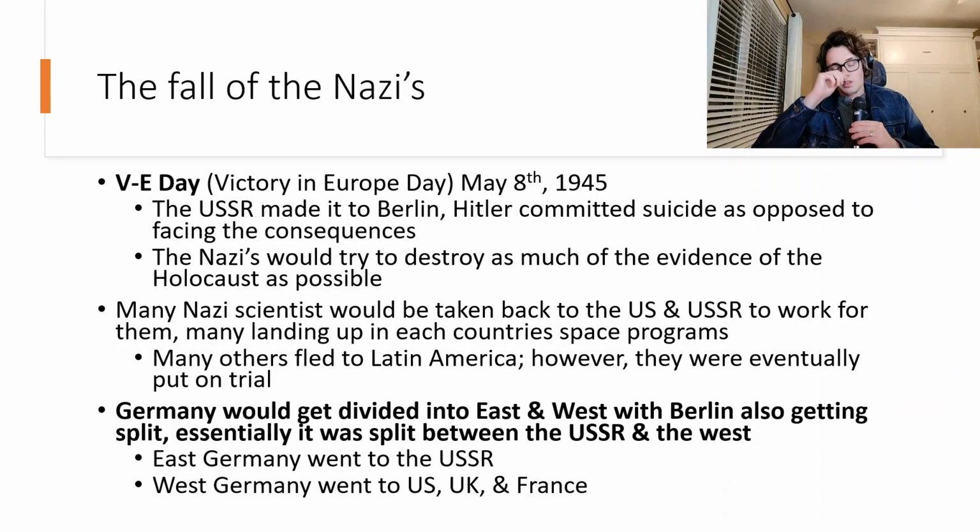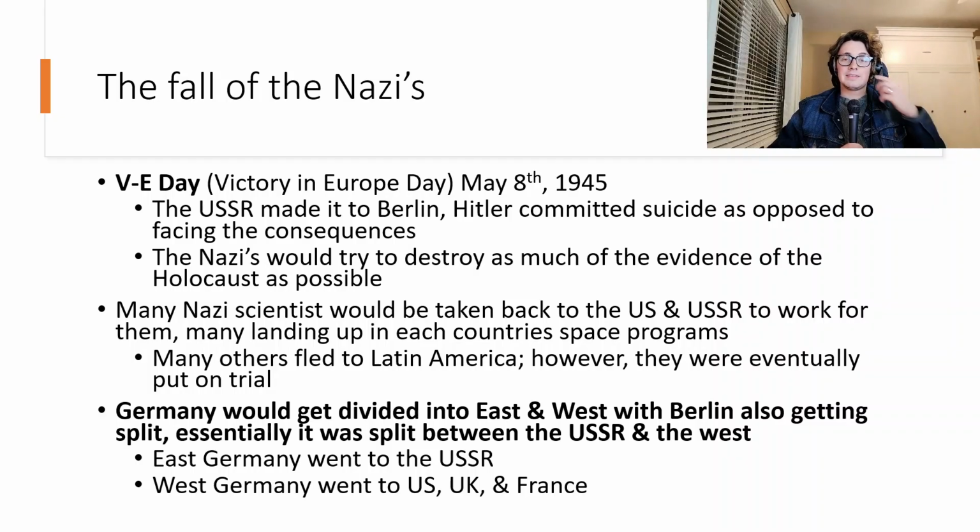So, the fall of the Third Reich. VE Day, Victory in Europe Day, is going to be May 8th, 1945. The USSR is going to make it to Berlin. Hitler is going to post up in a bunker and he is going to commit suicide as opposed to facing the consequences. The Nazis are again trying to destroy as much evidence as they possibly can of the Holocaust.